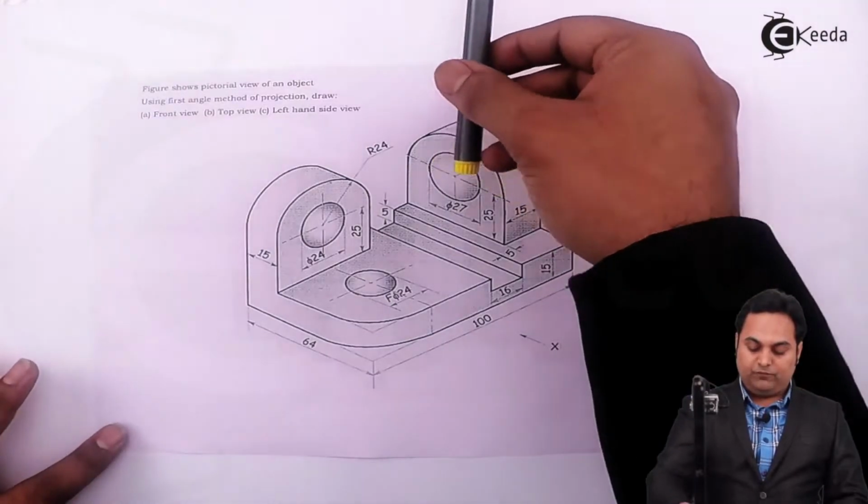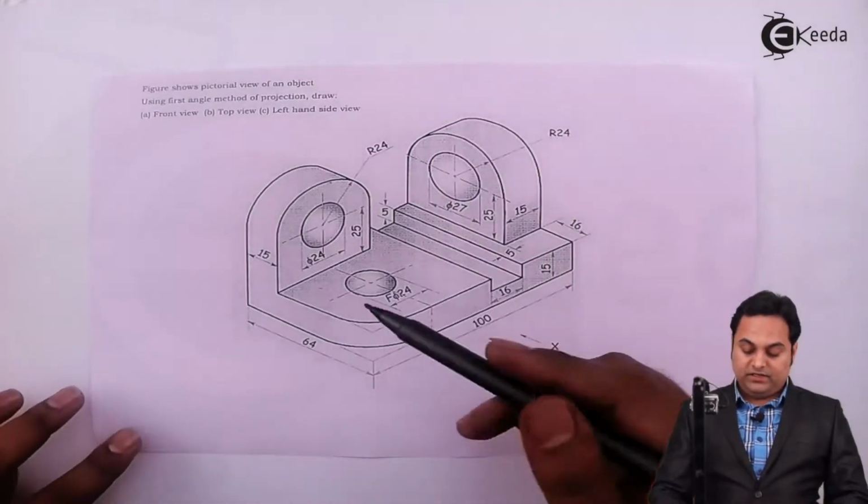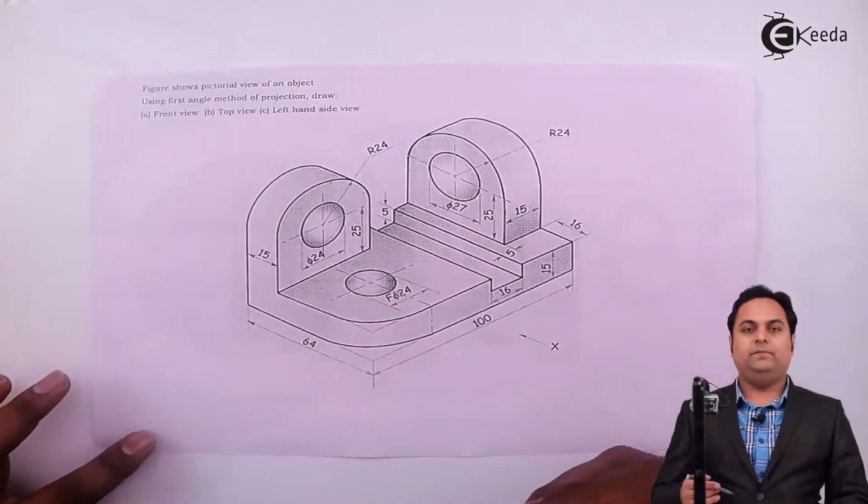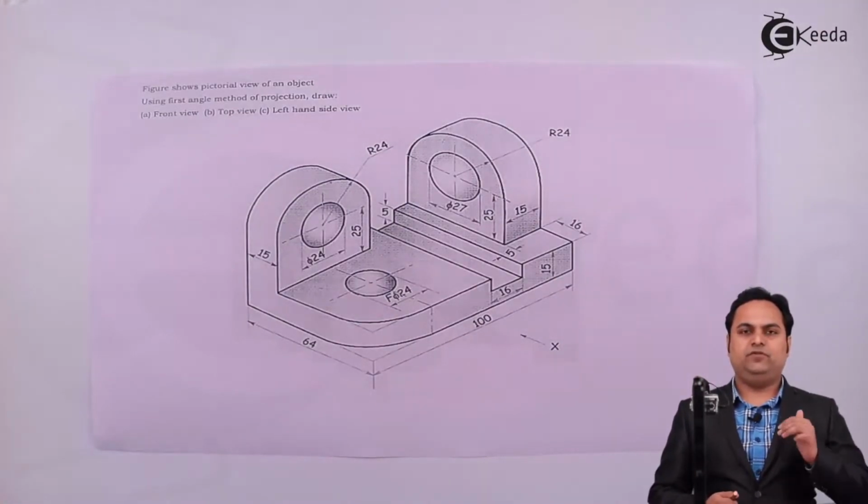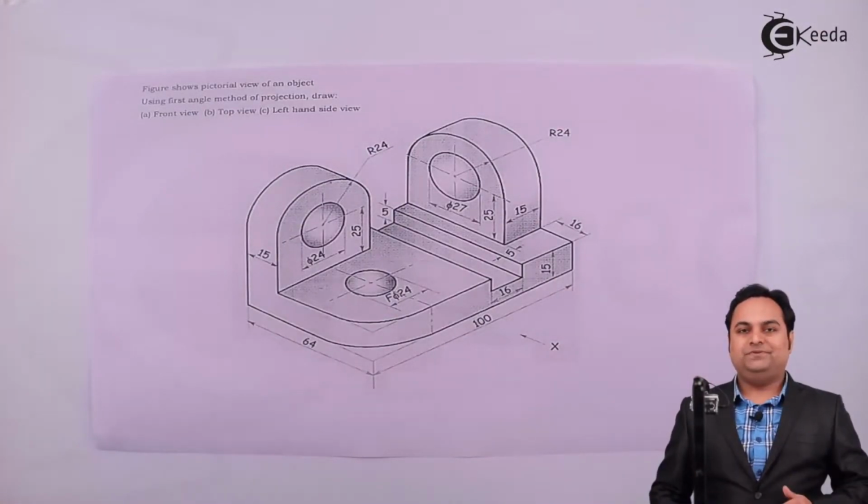Then we have to draw the top view. In the top view, the length and width of the object will be visible, but height won't be visible because we cannot see the height from top.